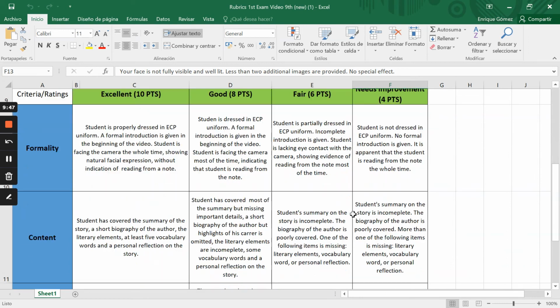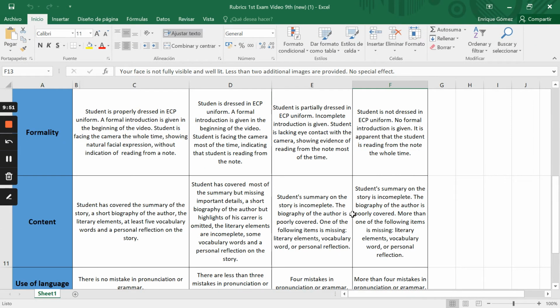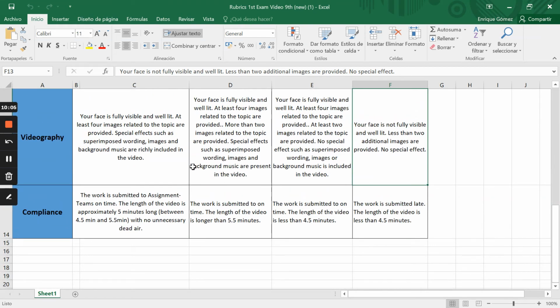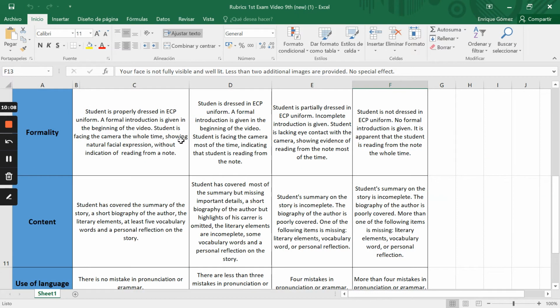Now, talking to some students about their worries and thoughts, one of them said it's hard for me to actually talk about, let's say, what is it? There's something here, it's called properly dressed. The student has covered a summary of the story, a short biography of the author, the literary elements. As I said, I was talking about the story for more than 5 minutes. I haven't necessarily touched these different aspects, but that would take me more or less 5 minutes if I tailor it and talk about it carefully.